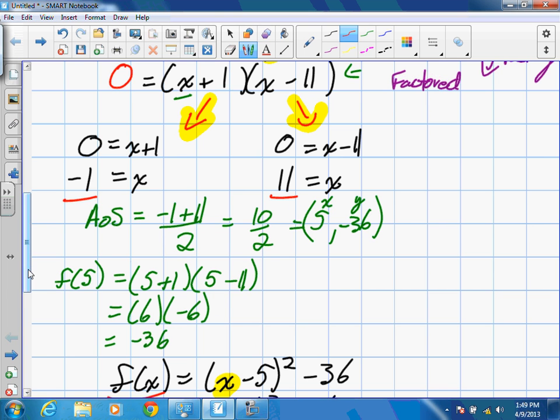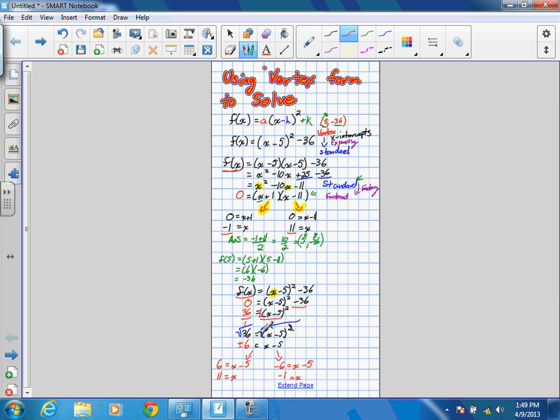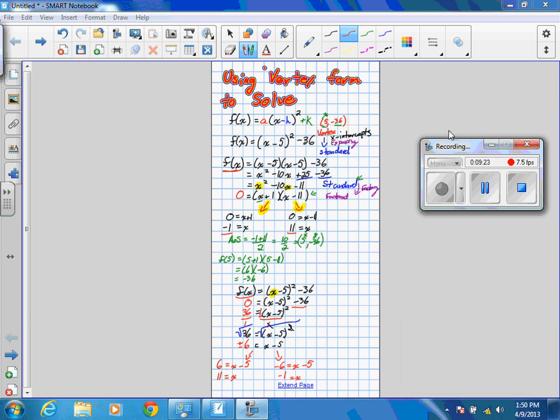So we can actually solve using vertex form for x-intercepts very quickly. We don't actually have to go through that expanding. We can just go right into setting it equal to 0 and solving.